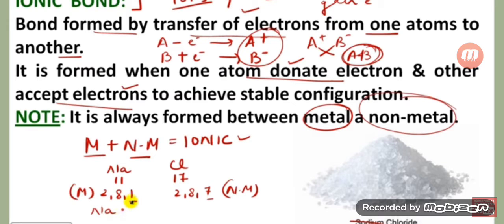So what would it do? It would request 1 electron. From where? Here you can see sodium has 1 electron extra. If it gives 1 electron, now it will have 8 electrons in the outermost shell. So sodium gives an electron and chlorine accepts an electron. So there an ionic bond is formed.